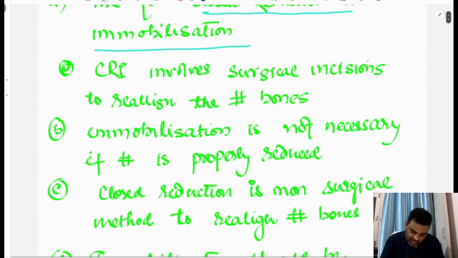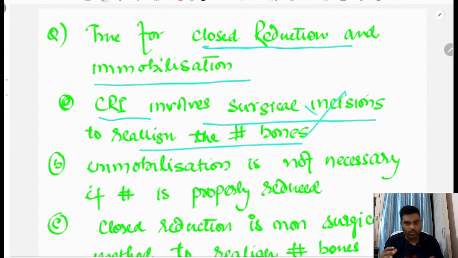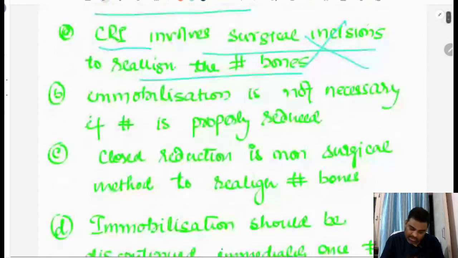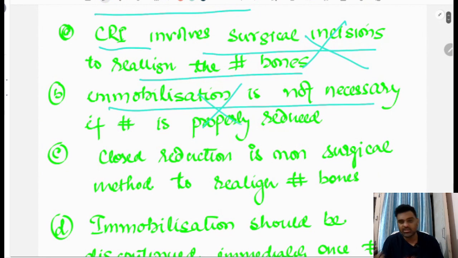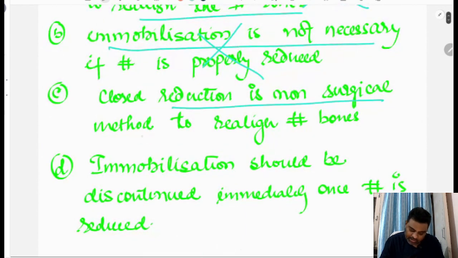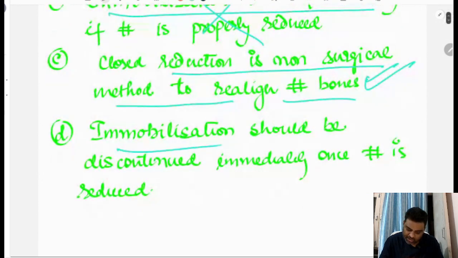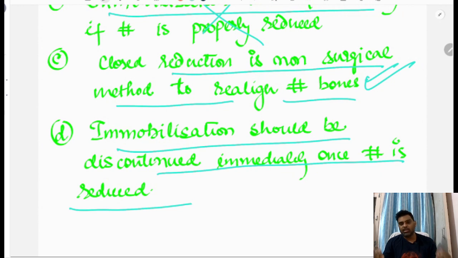So now they are asking the basic question. Closed reduction and immobilization involves surgical incision to realign the bone. So this is wrong. We don't give surgical incision. Immobilization is not necessary. No, it is very much necessary, for example, in Colles and Smith fracture. Closed reduction is a non-surgical method to realign the bone. Yes, it is a non-surgical method. Immobilization should be discontinued immediately once the fracture is reduced. This is false. Actually, immobilization is done with the help of the plaster once we are able to realign the bone, or once we are able to reduce the bone.